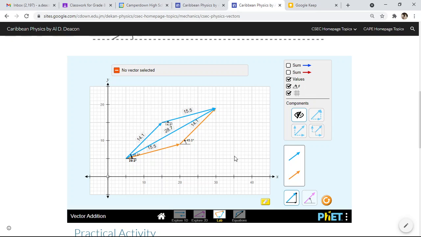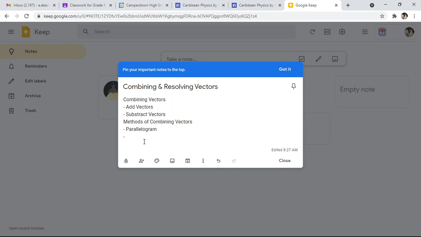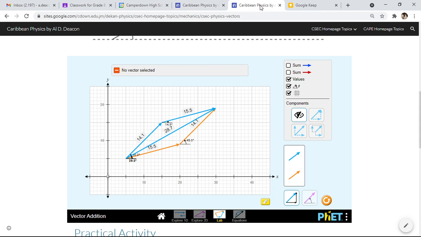Alright. So we talk about the parallelogram law. Now I can show you by triangle also, how to add the vector. Watch this. I can get rid of this. Get rid of this for the time being.